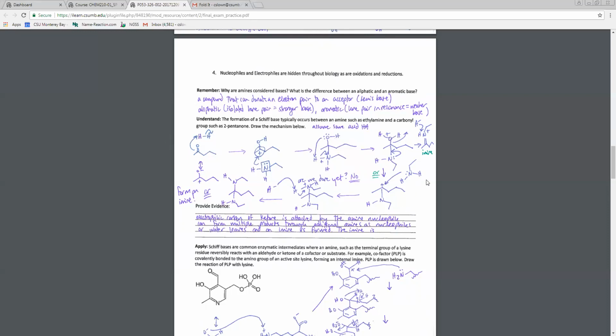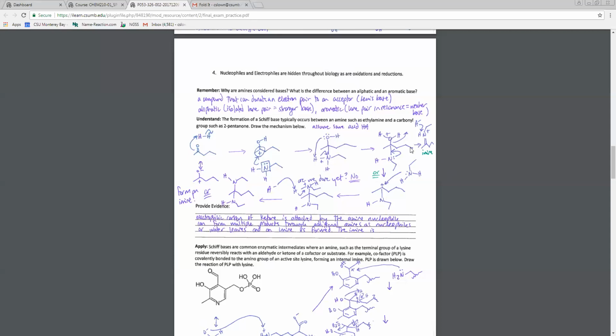Or I can actually also have, depending upon the available amount of the amine, another nucleophilic attack. But in this case, we're going to focus on our formation. Are we done yet? No, you could always do an additional transfer. And obviously, our amines could continue to react. So the electrophilic carbon of the ketone is attacked by the amine nucleophile, can form multiple products through additional amines such as nucleophiles or water, which can leave and then an imine is formed.